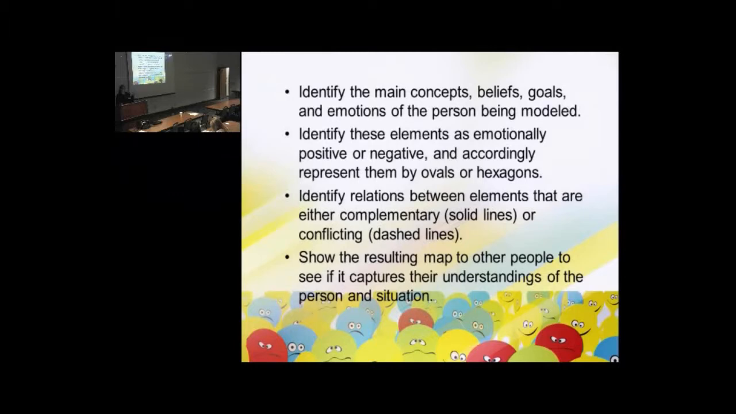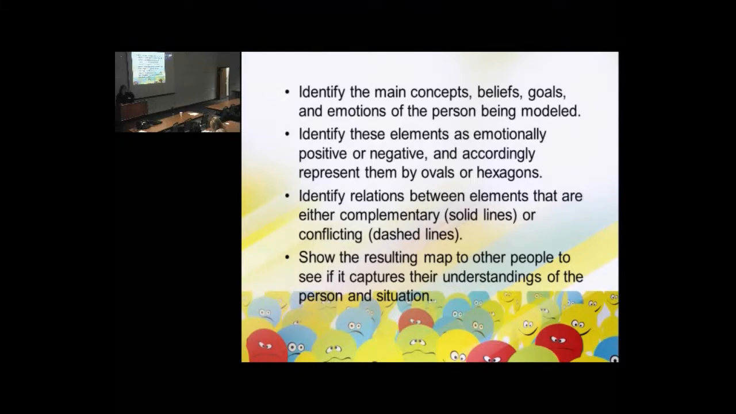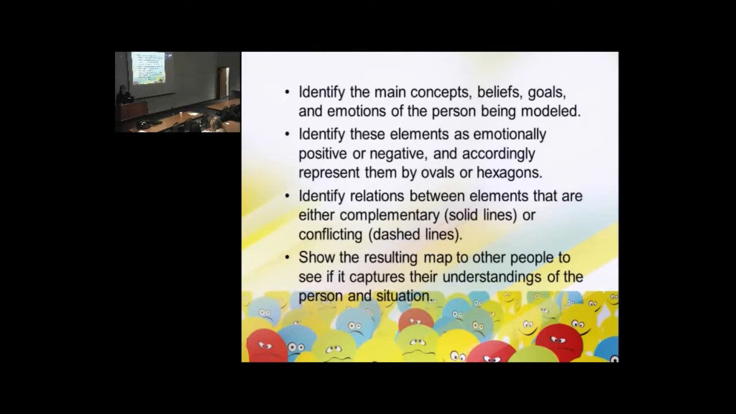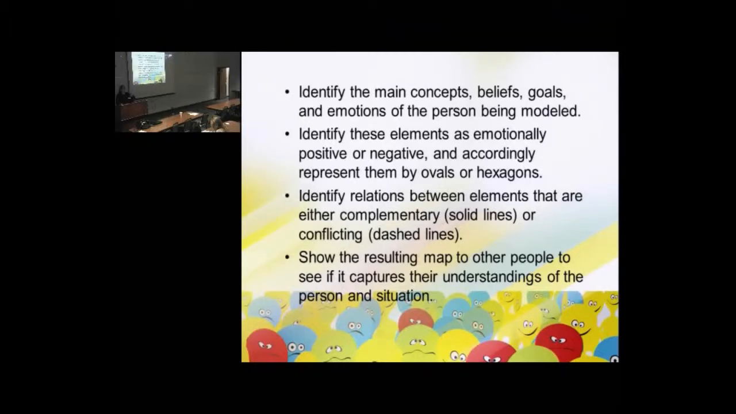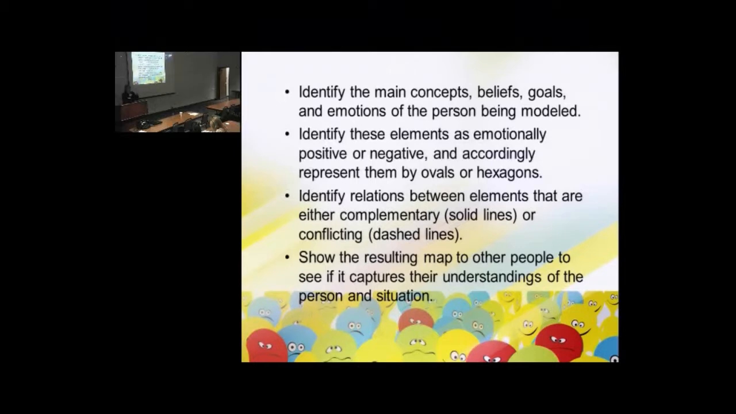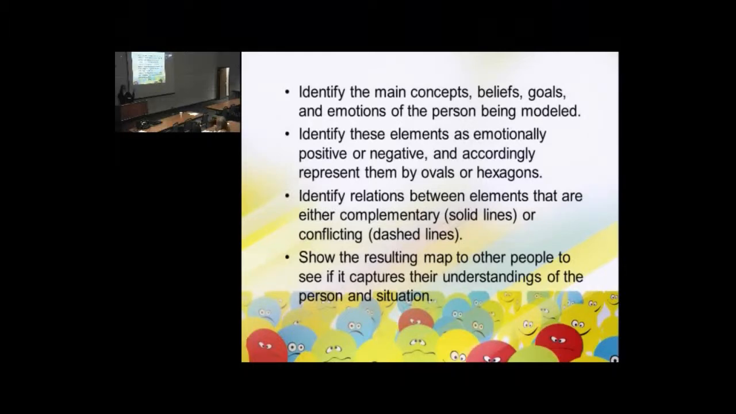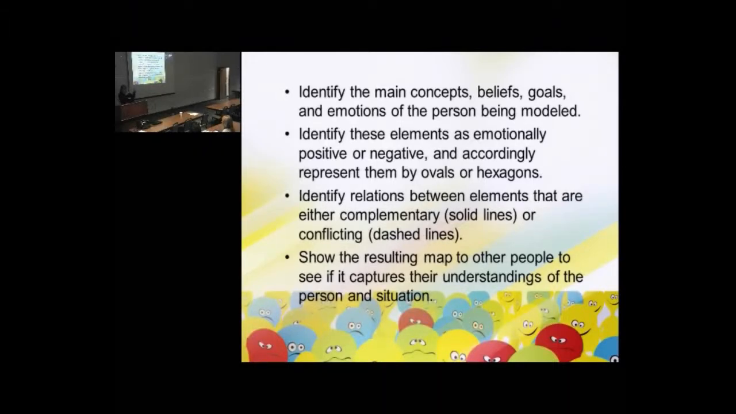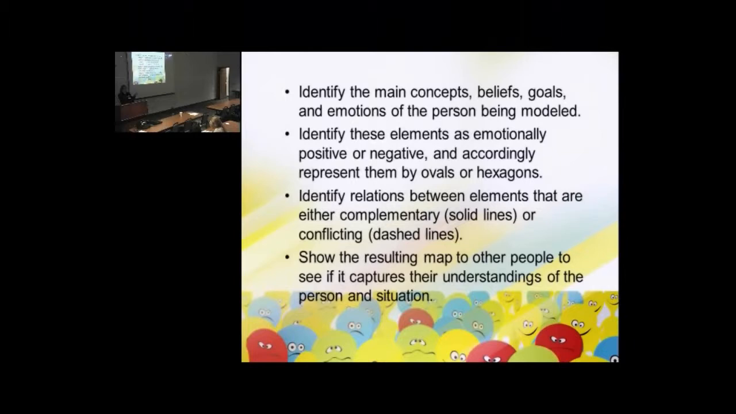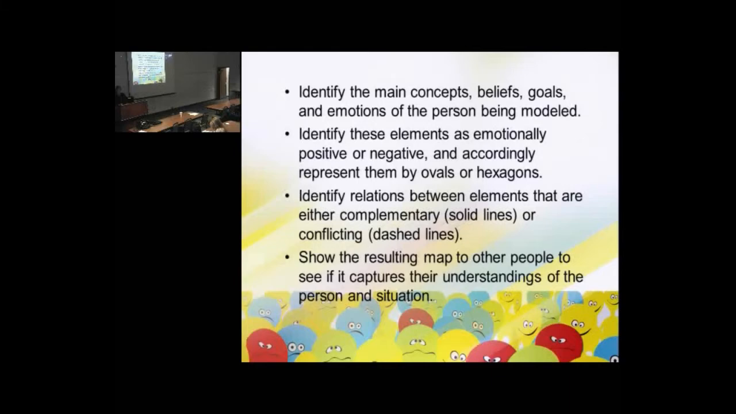Accordingly, I'll have you represent them by ovals or hexagons, and I'll show you what this looks like in some examples. Then you're going to identify the relations between the elements that are either complementary, so that they facilitate one another, or in conflict. If they're complementary and one leads naturally to another, it'll be a solid line. If they're in conflict and one prevents the other from happening, you'll have a dashed line between them, okay? Then we'll look at the resulting map, and if you feel comfortable, you can share it and talk about it. Okay, so this is an example.